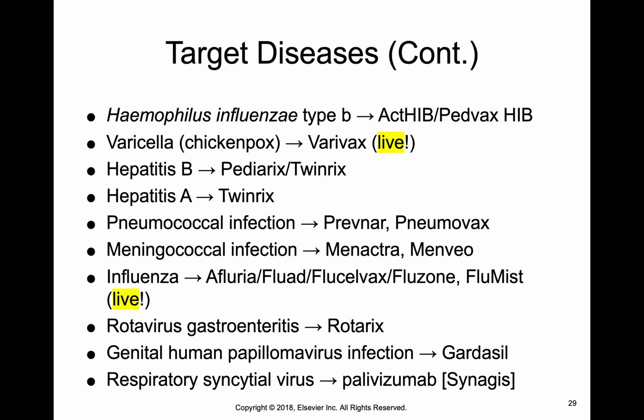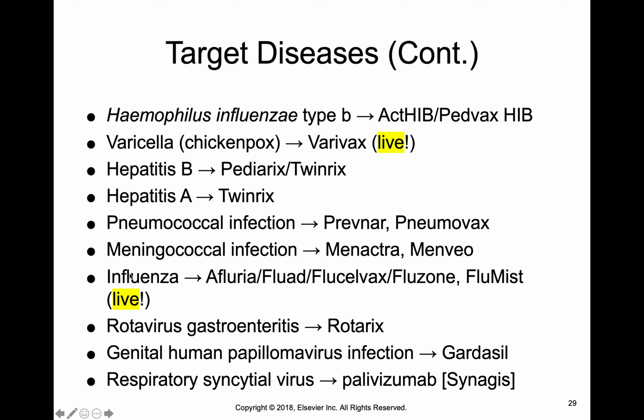Continuing the slide, there's for Haemophilus influenza type B or Hib, we have ACT-HIB or PEDVAX-HIB. For varicella, which is chickenpox, there's Varivax, and this is live, so keep that in mind. For hepatitis B, we have Pediatrix Twinrix. Hepatitis A, there's Twinrix. For pneumococcal infections, we have Prevnar, which is PCV13, and Pneumovax, which is PPSV23. We'll go over that in a little bit. For meningococcal infections, we have Menactra and Menveo, which is a serotype group B.